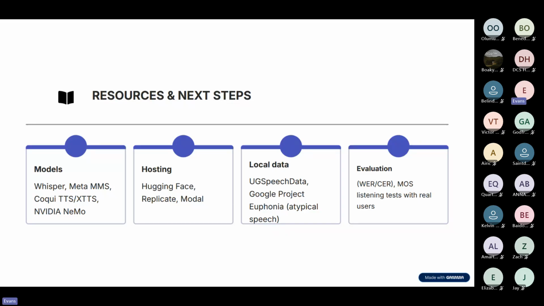All right, so evaluation. I've already mentioned it. For ASR, we have the word error rate, and then character error rate. Then we have the mean opinion score, which is mostly for TTS, right? But then the golden evaluation technique is for real people to test.